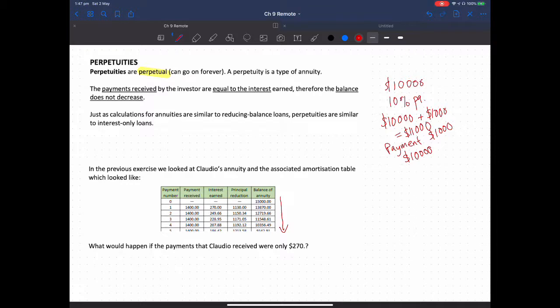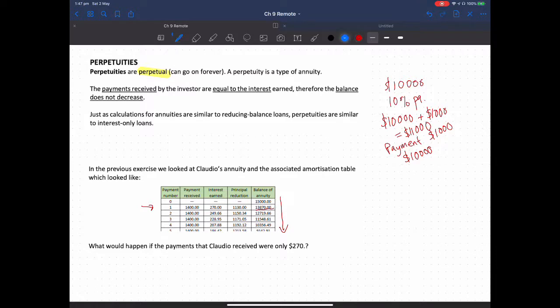The clue is the first quarter. His payment received was $1,400. The interest earned was $270. The difference between those two, $1,130, was the amount that the principal was then reduced.